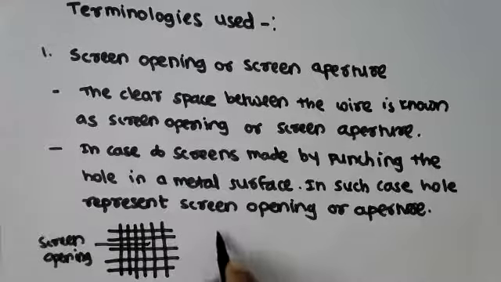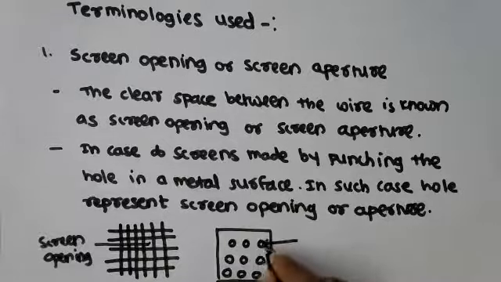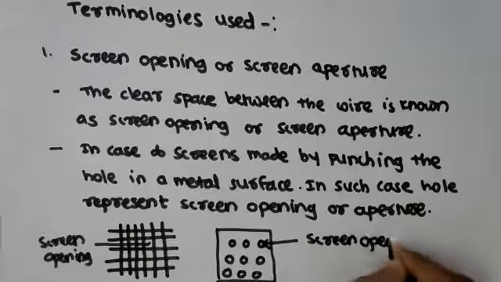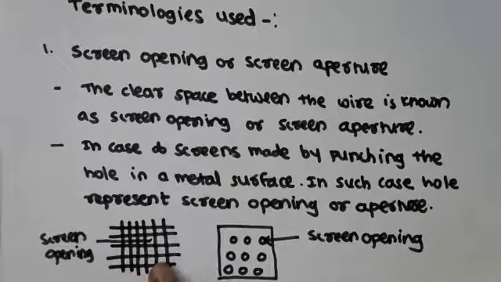Sometimes, if it is a surface, then the hole may be punched into the screen. So this clear hole or clear space represents the screen opening. It may be made up of woven wire, or holes may be punched in the surface, and therefore the hole represents the screen opening or screen aperture.